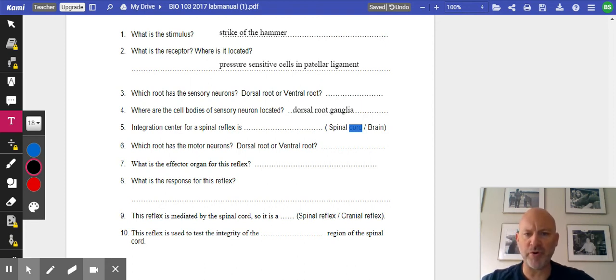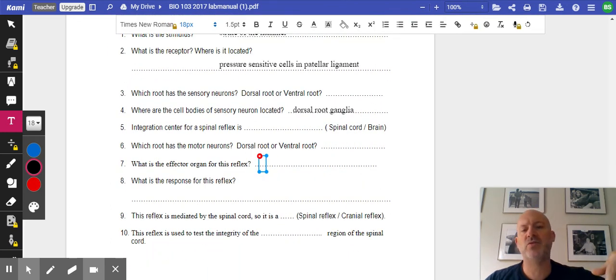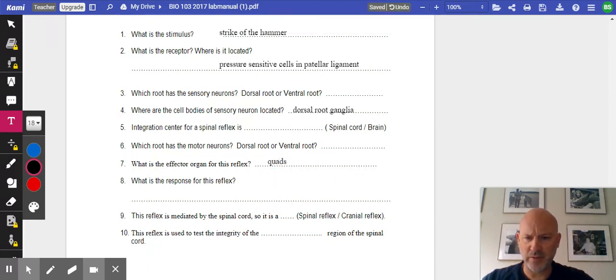Which root has motor neurons? Well, the motor neurons come out the front side or the ventral side. So that's the ventral root. What is the effector organ for this reflex? Well, the effector organ, if you want to straighten or extend your knee, is going to be the quadriceps muscles. Right? That group of muscles.